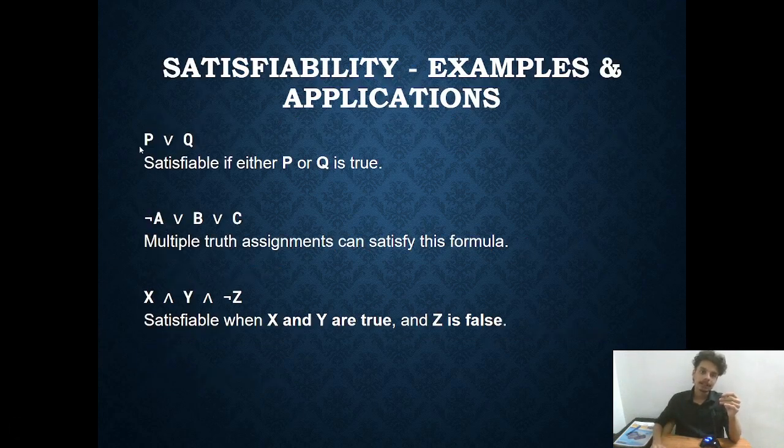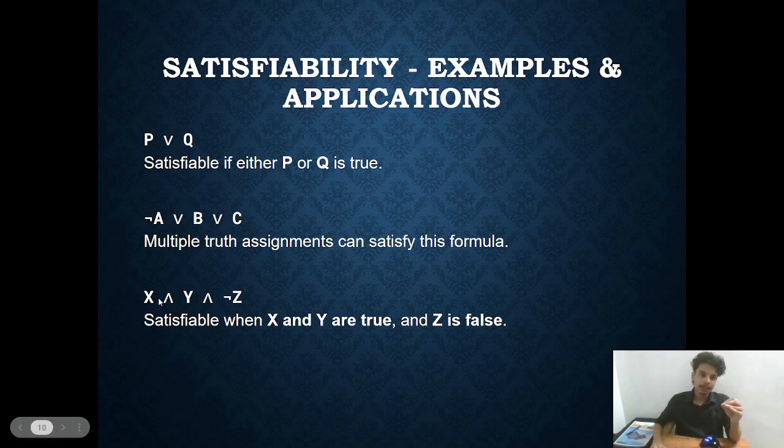So let's see some examples. This is the last example we saw, and for this one, a value has to be true or false, or when b value is true and c value can be false. There are like 6 possible solutions for this single thing. Multiple truth assignments can satisfy this formula. If this is false and this is false, this can be true, and if these two are false, this can be true, and there are multiple ways that this statement can be true. So this is satisfiable.